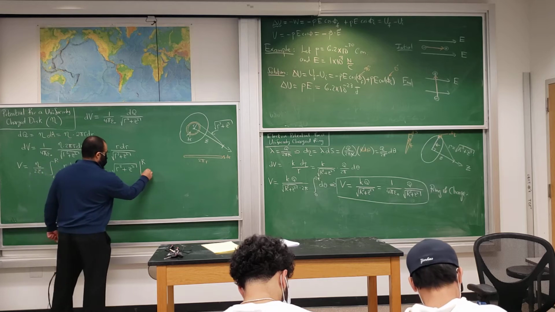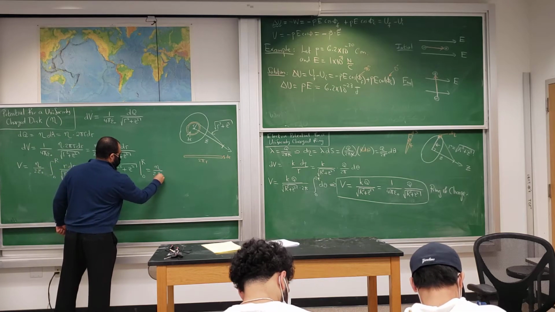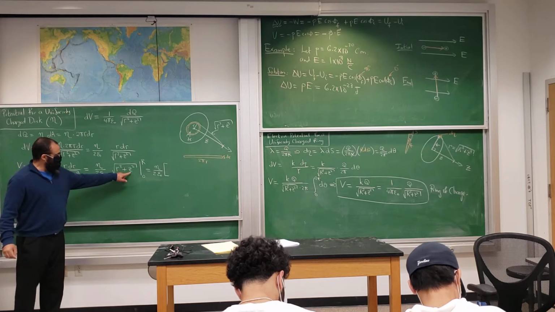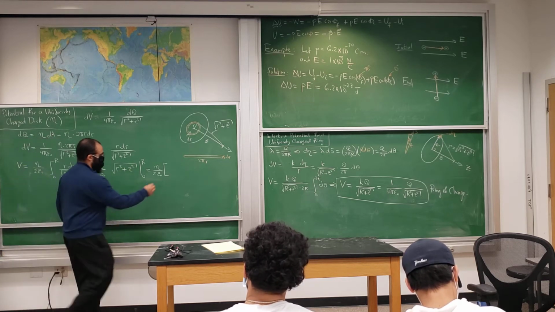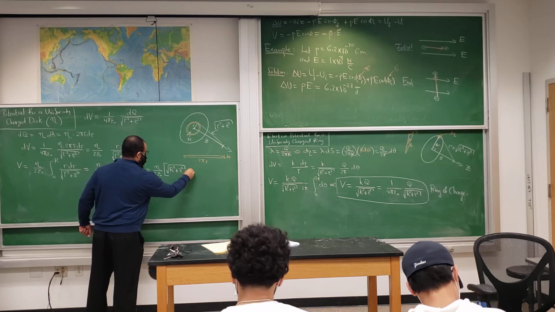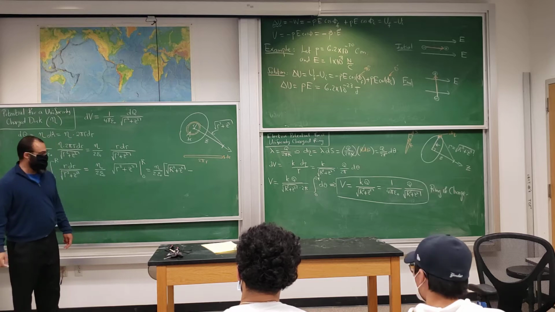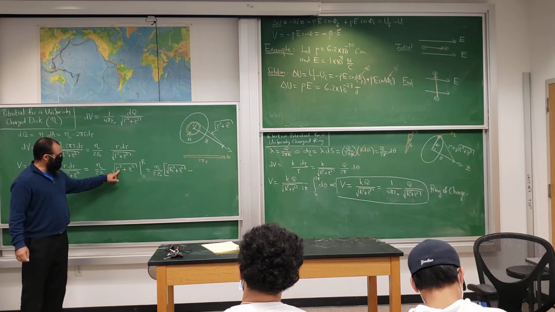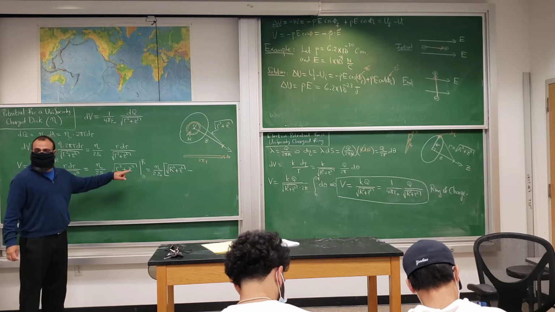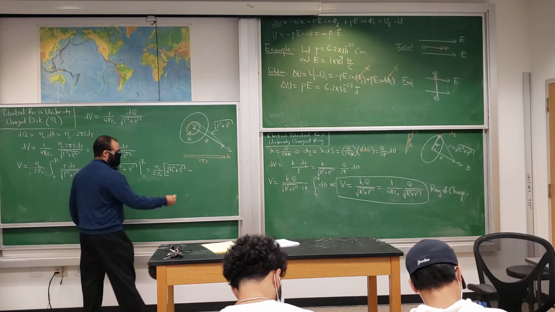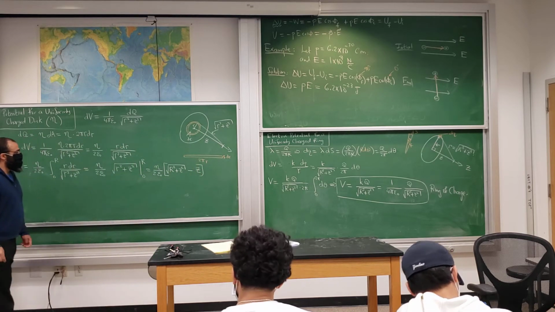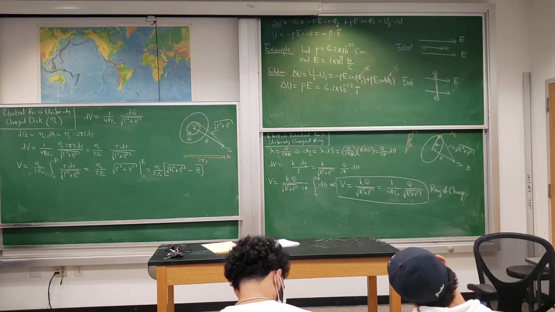So you will get eta over 2 epsilon naught times, when you substitute capital R, the square root of capital R squared plus z squared, minus what? z. Yeah, when you substitute 0 for r, you get just the square root of z squared, which is z. Technically, it's the absolute value of z, but z is positive, so yeah. Okay, and that's it.